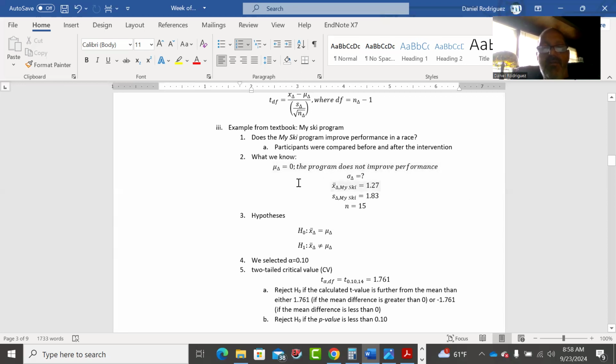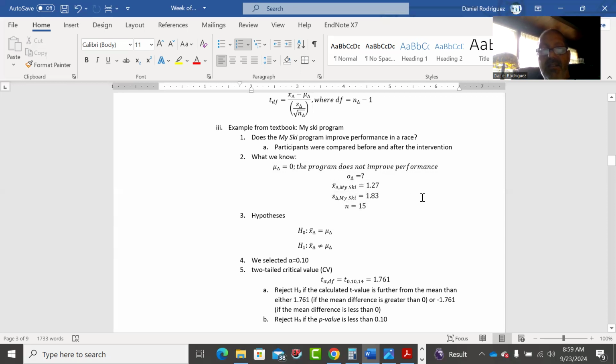Here's what we know. When we're doing difference scores, generally we're looking at whether the population mean difference is 0. A population mean difference of 0 would mean that the intervention had no effect, right? If it had no effect, it means you skied equally well before and after the intervention. So that's your typical thing when we're comparing pre and post. You could put any value in there, but generally it's going to be 0. We don't have the standard deviation of the difference.